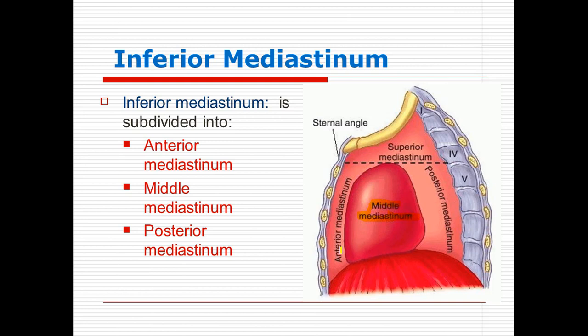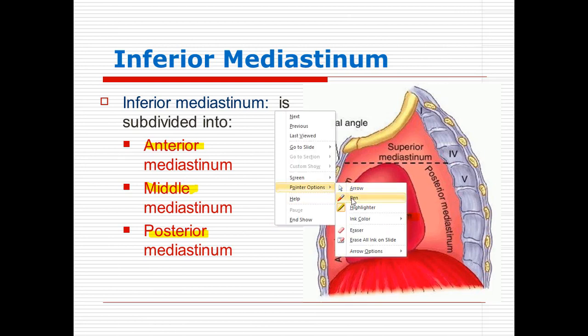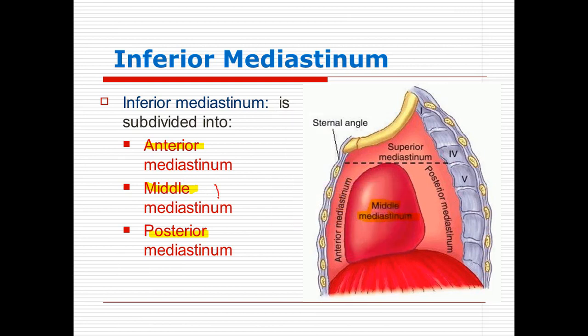This whole structure is heart. So the cavity or space anterior to this is anterior mediastinum, and posterior to it is posterior mediastinum. So we divide inferior mediastinum into 3 parts: anterior, middle and posterior. Middle is referred to heart. We have heart in middle. So anterior to it is anterior mediastinum, posterior to it is posterior mediastinum.